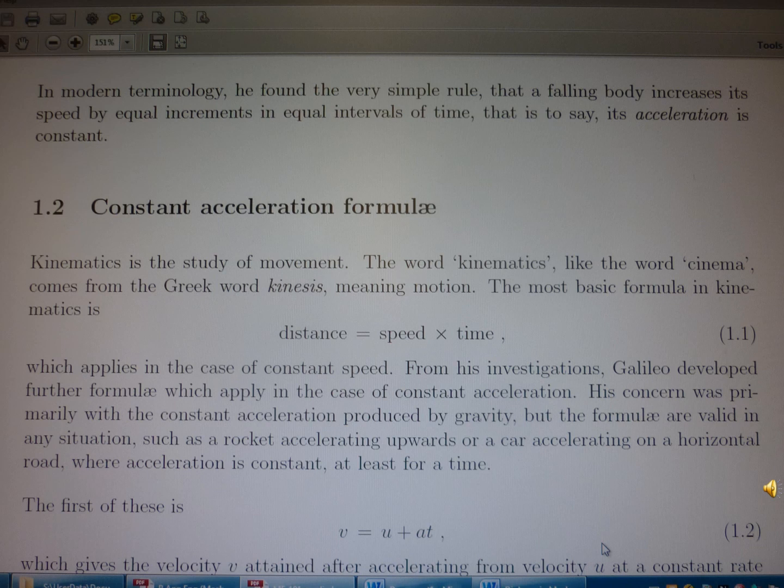And also v equals u plus at. In this case, v is the final velocity, u is the initial velocity, a is the constant acceleration, and t is the time. So we can write our equation: distance equals speed multiplied by time. Also the final velocity equals initial velocity plus acceleration multiplied by time. So v equals u plus at.